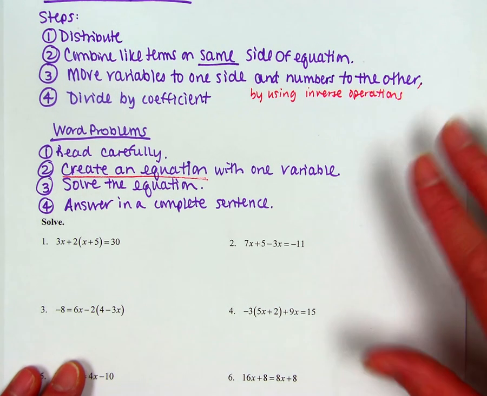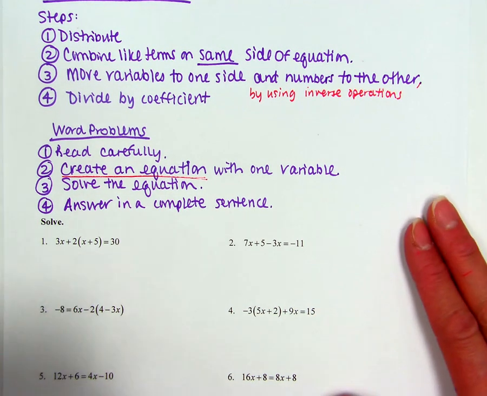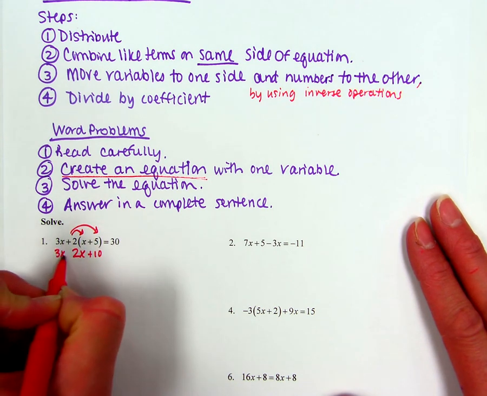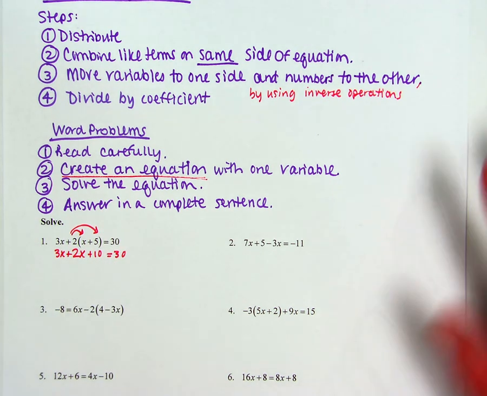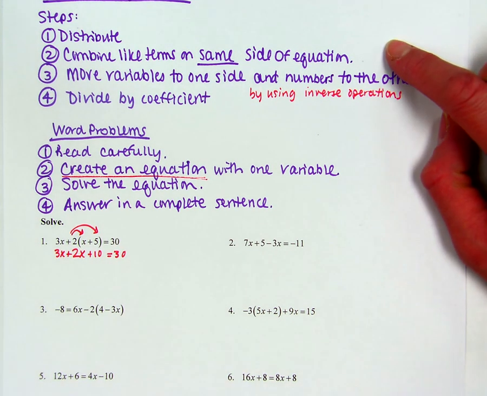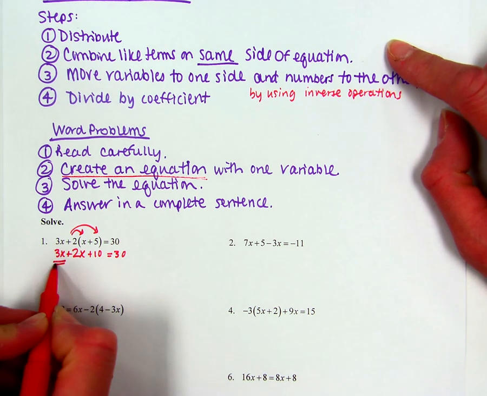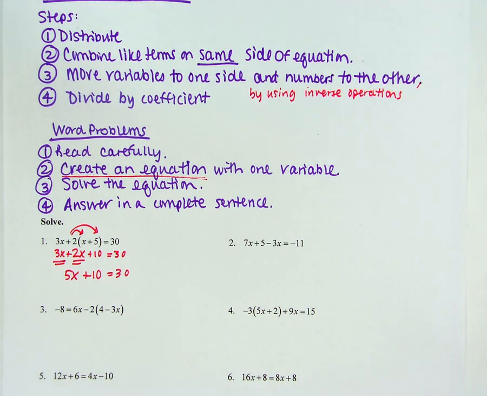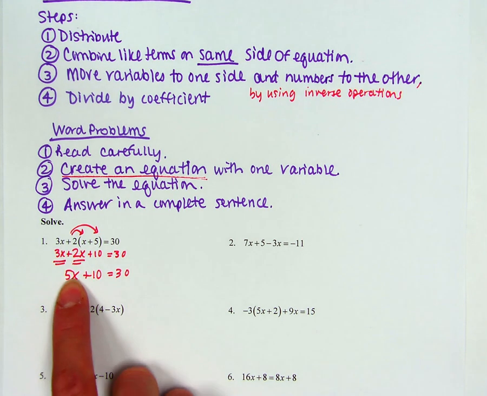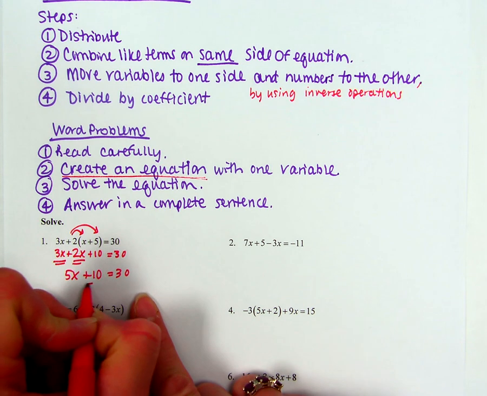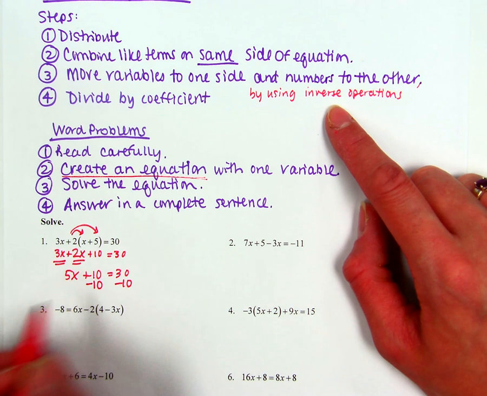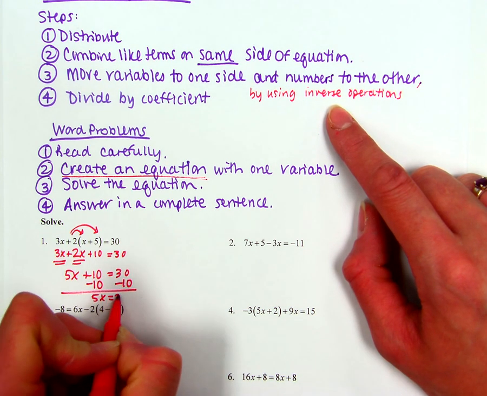So problem number 1, if we see distributive property, we're going to do that first. So I see a distributive property here. We're going to do 2x plus 10. And then I'm going to combine like terms on the same side of the equation. So remember, like terms are ones that have the same variables. So we have 5x plus 10 equals 30. All right, step 3 is to move the variables to one side. So the only variable that I see is 5x. That's already on that side. So I need my number on the other side. I'm going to subtract 10. Right, that's my inverse operation. So if it says plus 10, I'm going to subtract 10. So I have 5x equals 20.